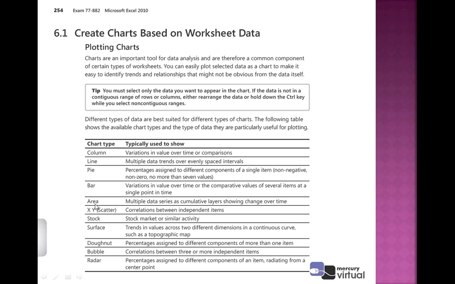There is a bar chart, there is an area chart, there is a scatter chart that shows correlation between independent items. Then there is a stock, surface, and doughnut chart that shows the percentage assigned to different components of more than one item. Then there is a bubble chart that correlates different independent items. Then there is a radar chart that is used to show components radiating from a center point. These are the 11 types of chart that are available in the Excel environment.